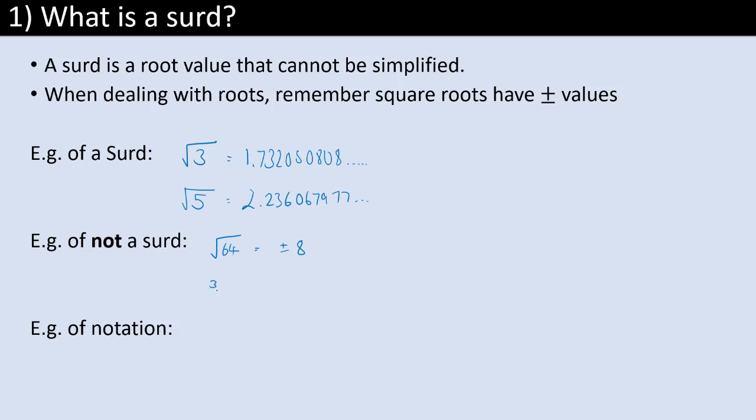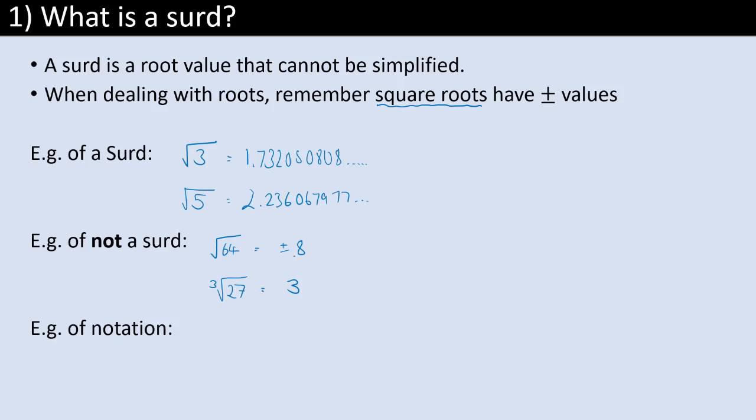I could also have something like the cube root of 27, which you might think looks kind of like a surd to me. But when we're thinking of things that will multiply together 3 times to give us 27, what we actually end up with is 3. No plus or minus for cube roots. It's only square roots that have positive or negative values.